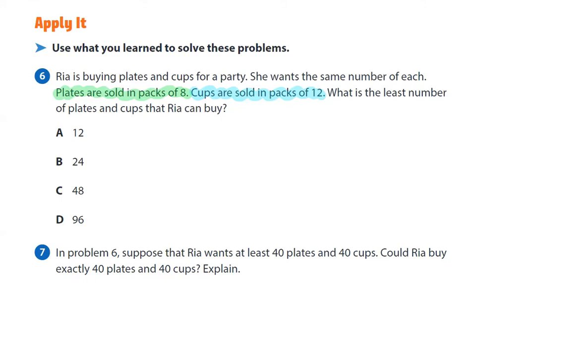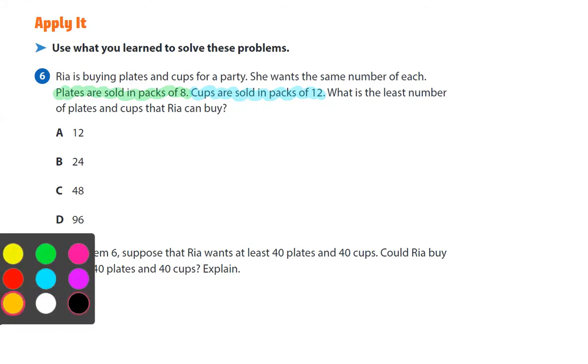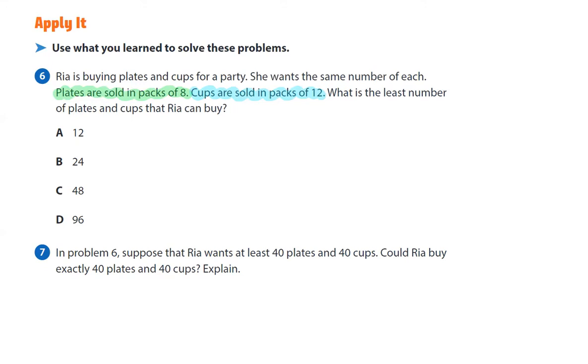A common problem, also known as the hot dog problem, because hot dogs and buns are sold in different quantities in their packaging. So let's see. Plates are sold in packs of 8. Cups are sold in packs of 12. Remember, we can do this two different ways. We can either list all the multiples of 8 and all the multiples of 12, and see. Let's do it that way.